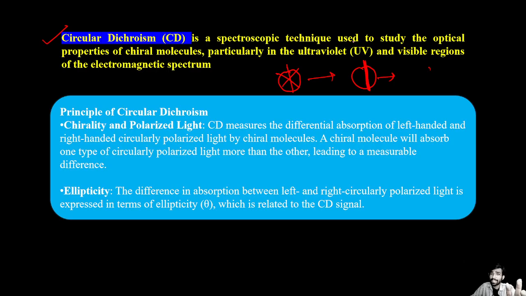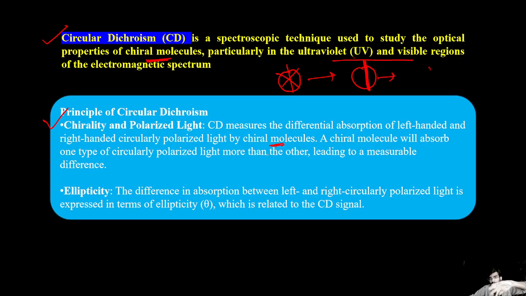So it is a spectroscopic technique used to study the optical properties of chiral molecules. So the amino acids are chiral, right? They function in the UV and visible region. But remember, CD can be performed only for chiral molecules. So chirality is the main concept of CD. CD measures the differential absorption of left-handed and right-handed circularly polarized light by a chiral molecule.